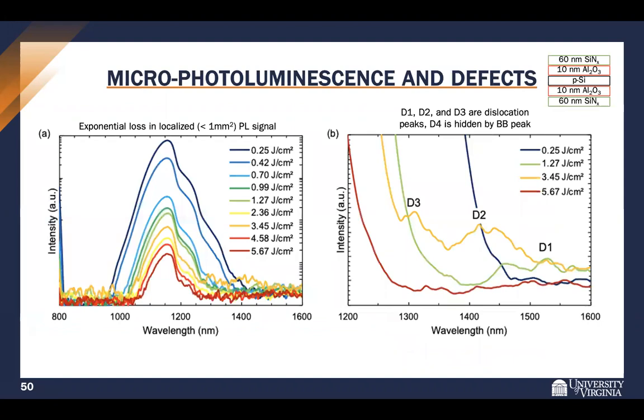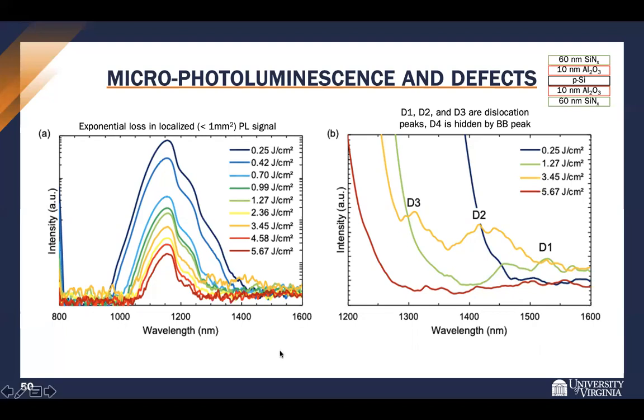I looked at microphotoluminescence to look at the effect on passivation and also on the defects. To do this, I used a 400 nanometer wavelength to make sure the signal came mostly from the silicon surface. And also the beam size was focused to roughly less than 1 millimeter squared, so that it could be contained in those square areas I was mentioning earlier.